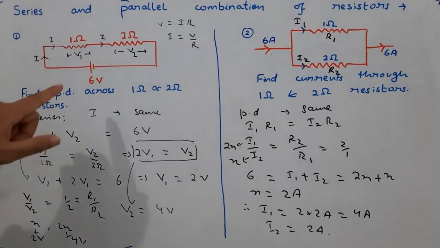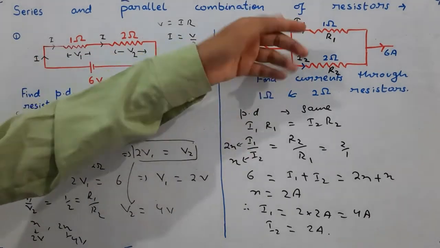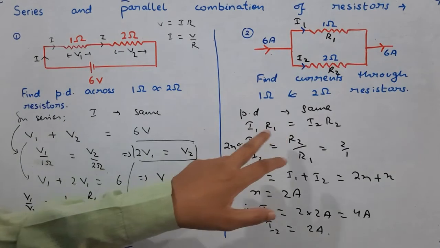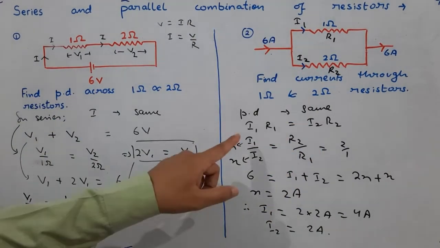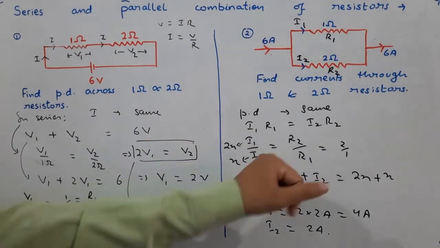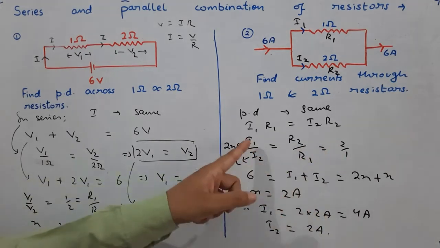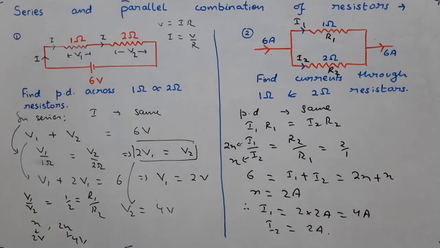Here, in series, we take the concept that I will be the same in both resistors. Here we have used the concept that the potential difference in both the resistors will be the same because they are in parallel. So you will get the ratio of current. Here you had got the ratio for voltages, and then you use simple mathematics. Whatever be the ratio, suppose you get 2 by 3, then I1 you will take as 2x, I2 you will take as 3x, and then you know the total current and you can find the value of x. In this way you can proceed for solving such questions.